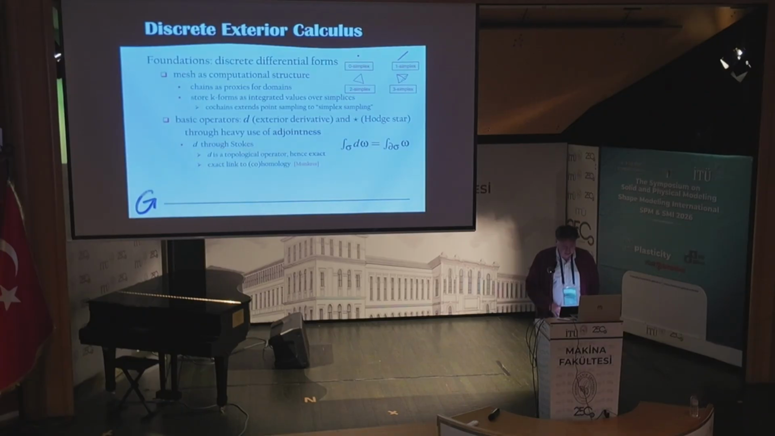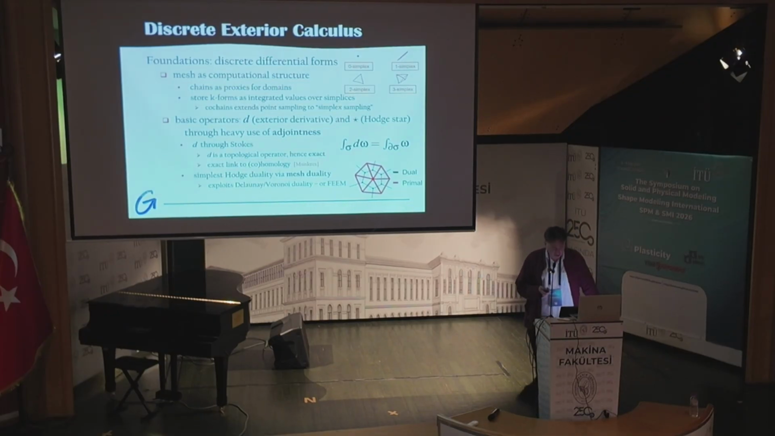And that leads to plenty of things like homology, cohomology. I'm not going to go through the details, but once you have this kind of notion, then all the continuous notions go through, basically. And same thing for the Hodge star. The Hodge star is also a very interesting operator for exterior calculus.